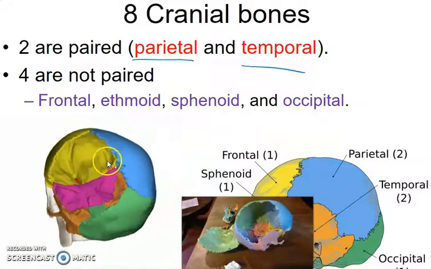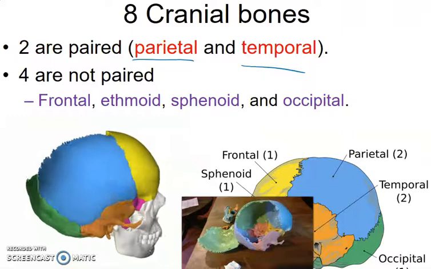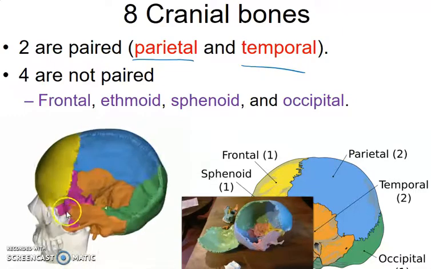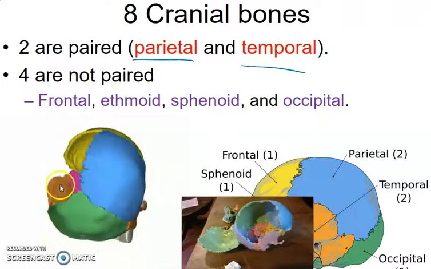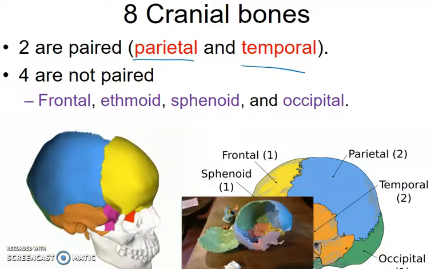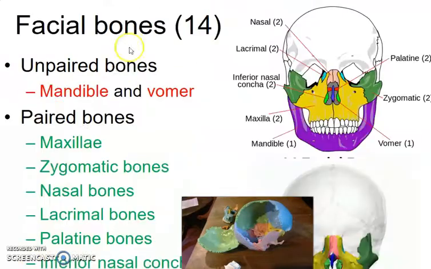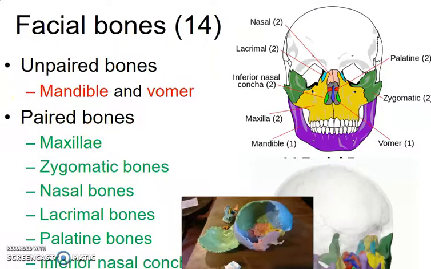So if we look at a rotating skull, there's 2 parietal bones, 1 frontal. The red is the ethmoid, the hot pink is the sphenoid, and the brown are the temporal. So those are the cranial, and only 2 of them are paired, the rest are not. The facial bones actually have the opposite pattern. Only 2 of them are unpaired. Only the mandible and the vomer are unpaired.